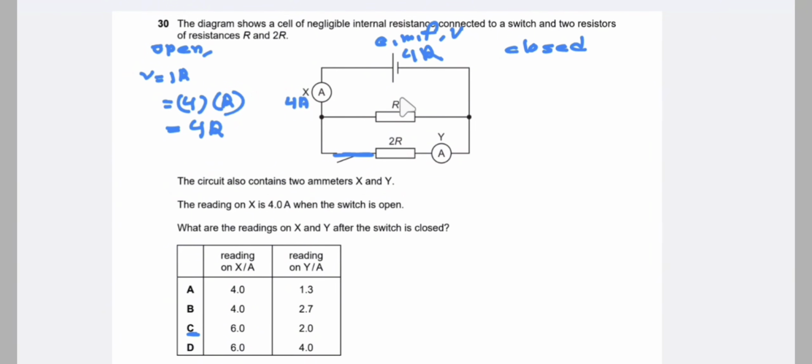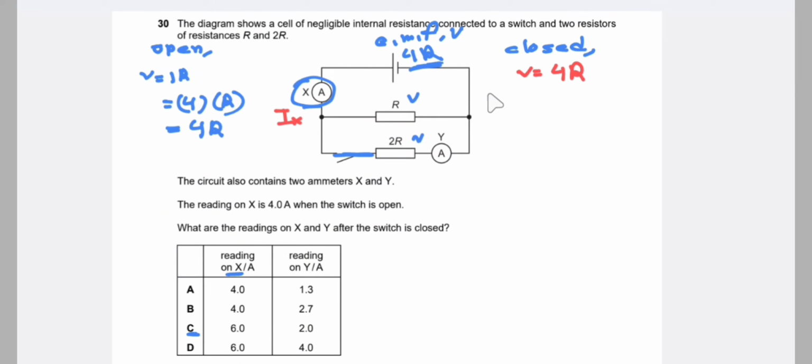Since for a parallel combination the voltage is the same. For series, the current is the same, but for parallel, the voltage is the same. So the voltage is V, and the EMF is 4R. For the closed case, we need to first find the current on ammeter X, that is Ix. To find the current, we know that the EMF, or the voltage provided by the battery, is 4R.